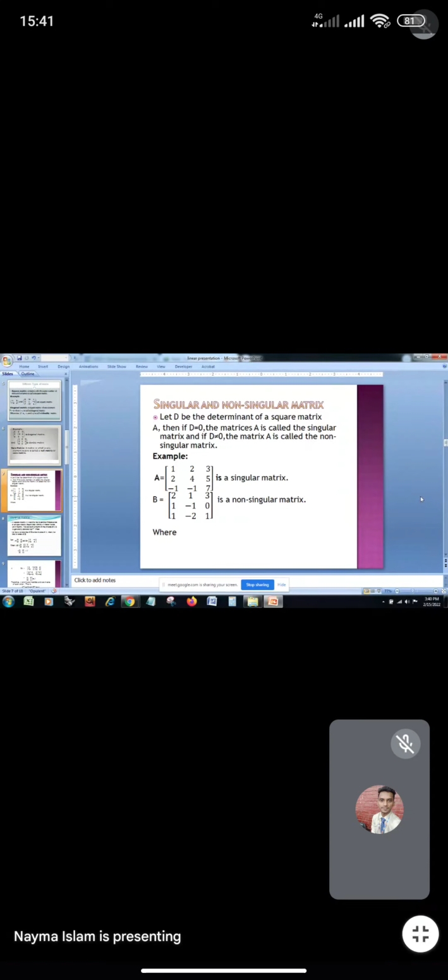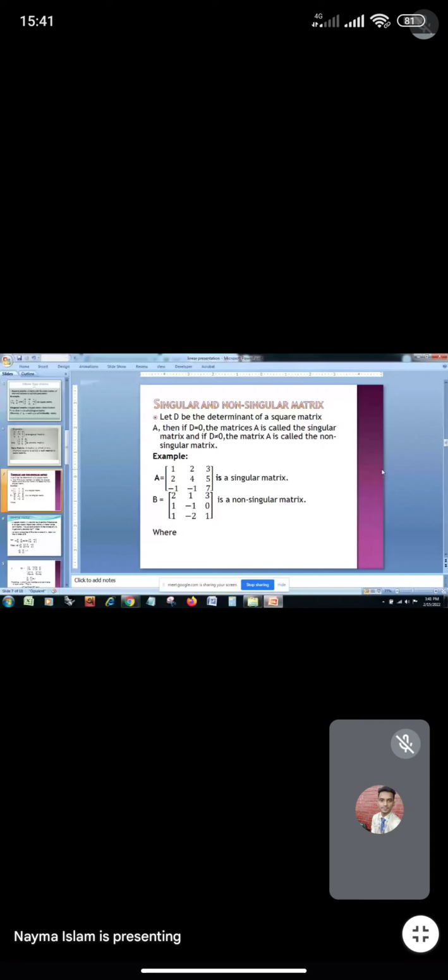So that means if the determinant is non-zero, take this one. So A will be non-singular and B will be singular. Is the definition clear? Does anyone have any questions still?